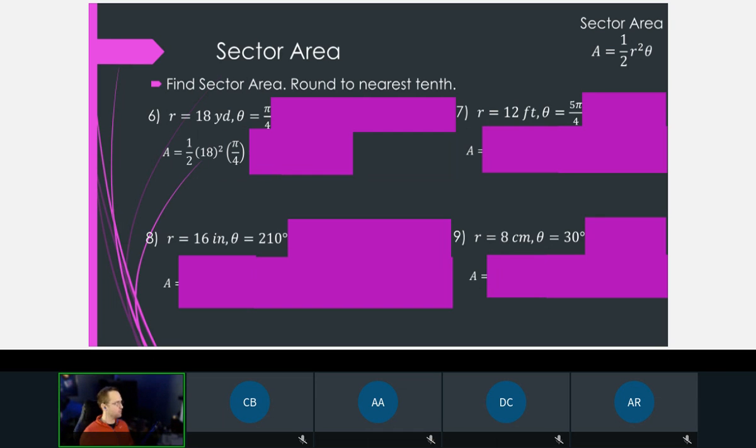All right, everyone, go ahead and type that in and tell me what your answer is rounded to the nearest tenth. We got 127.2, 127.1, 127.2.